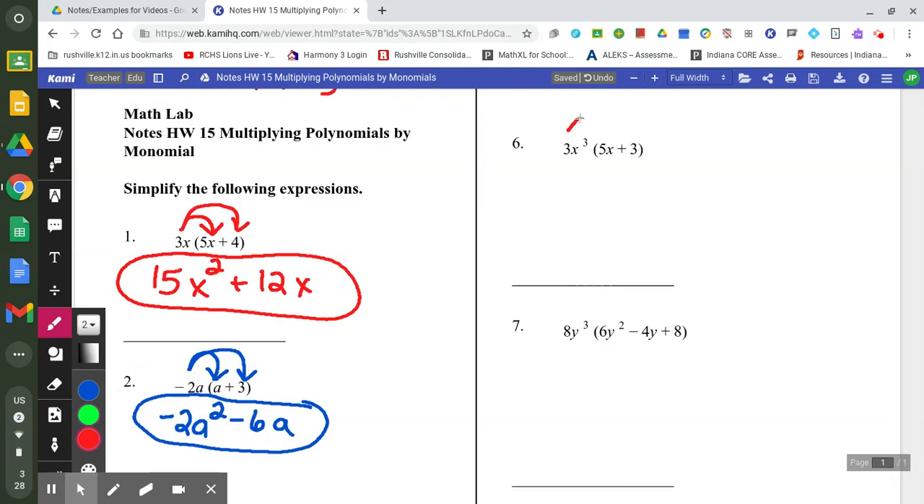Number 6, 3x squared times 5x. So I take the big 3 times the 5, so 15. And then x to the third times x to the first would be x to the fourth, because we add the exponents. 3x to the third times 3 plus 9x to the third.